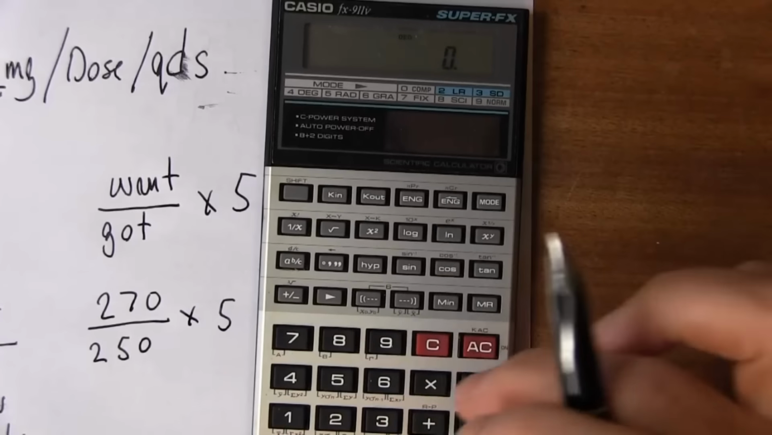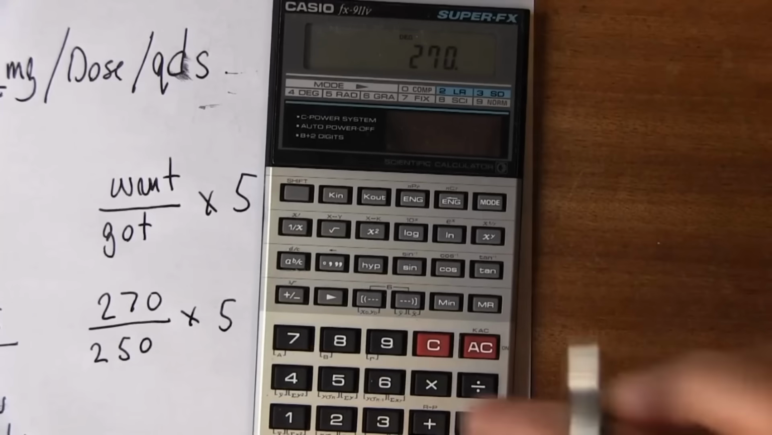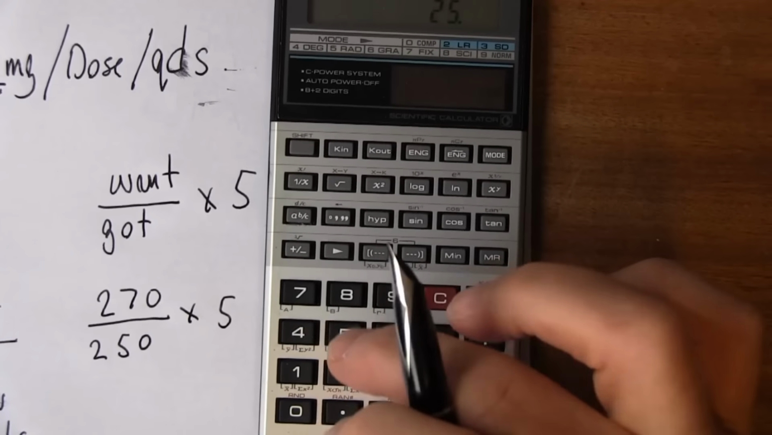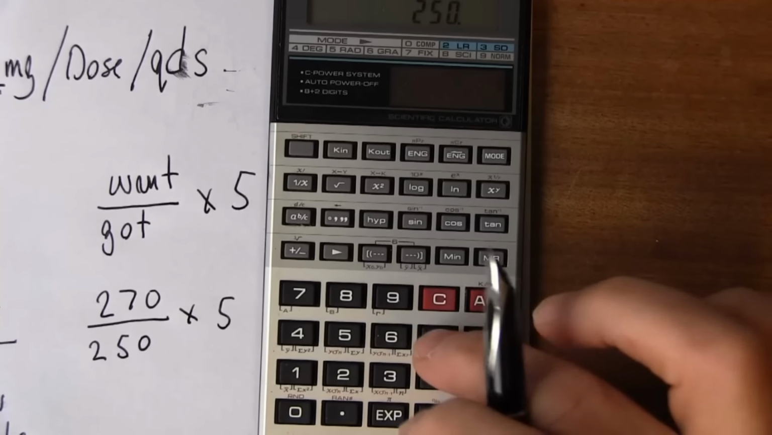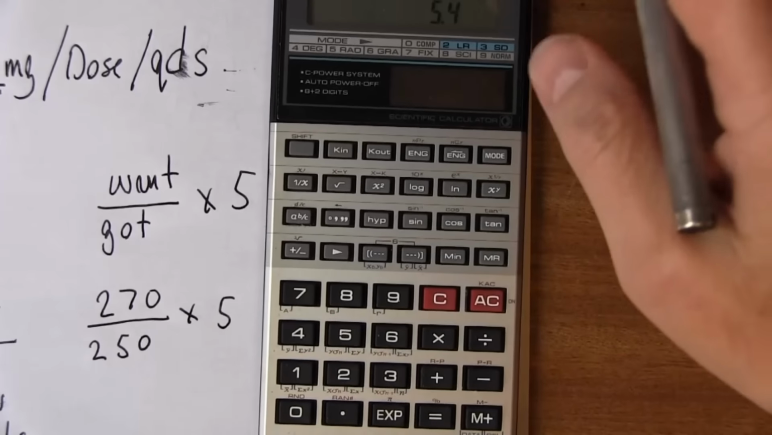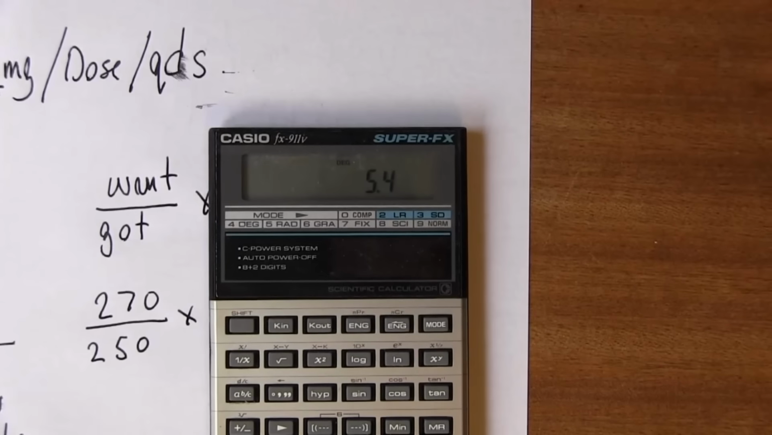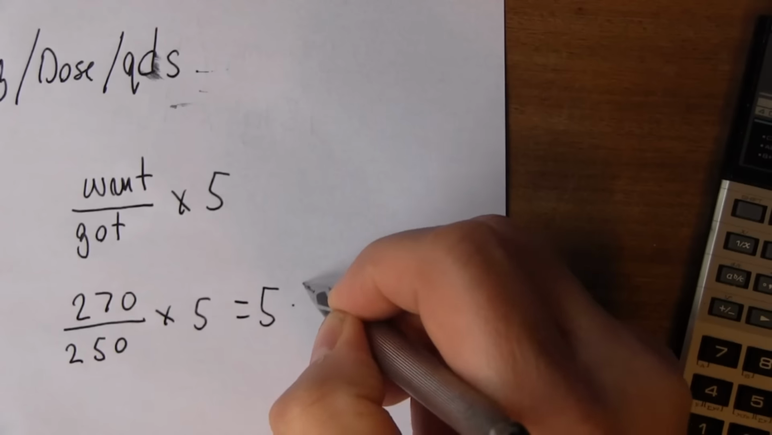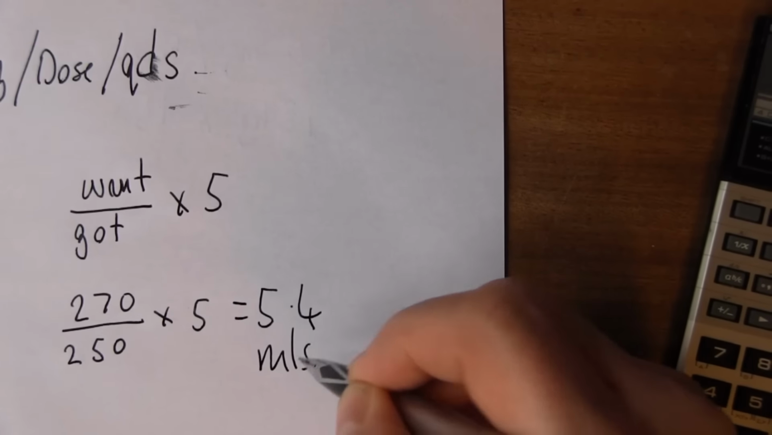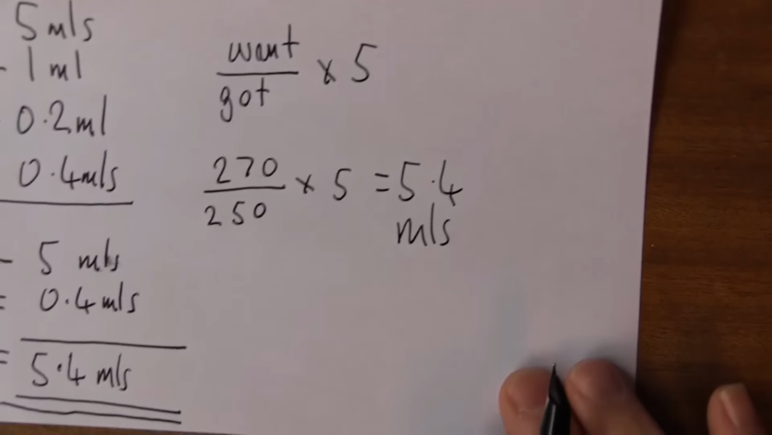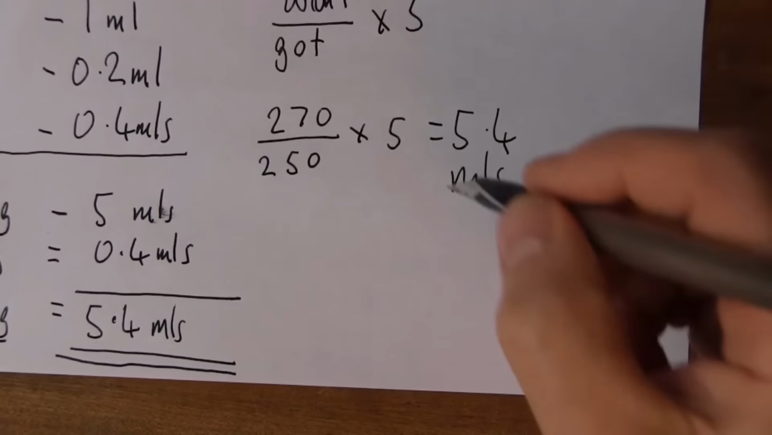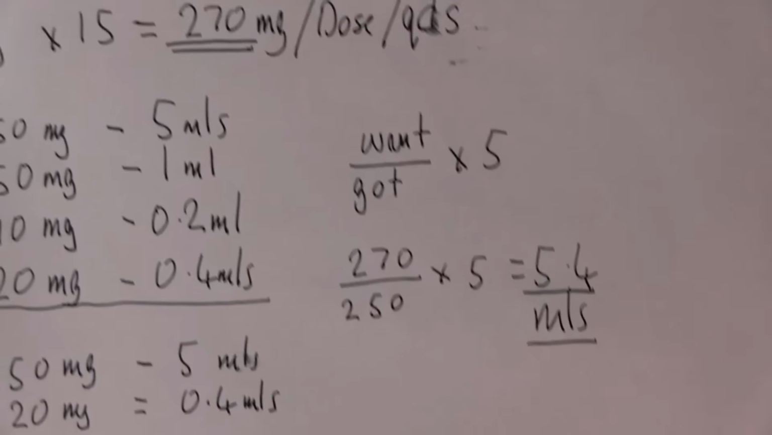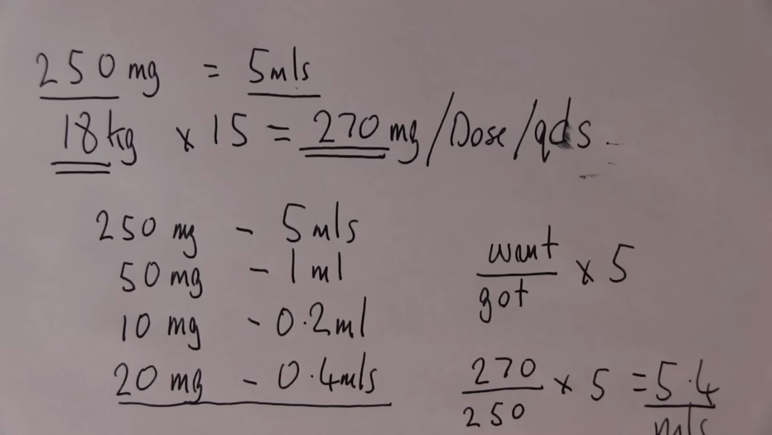Not very good at equations, but let's see if it gives us the same answer. So that is 270 divided by 250 times 5, and we see that equals 5.4 mils. So we see the equation actually works, giving the same answer, 5.4 mils of the Calpol elixir for our 270 milligram dose.